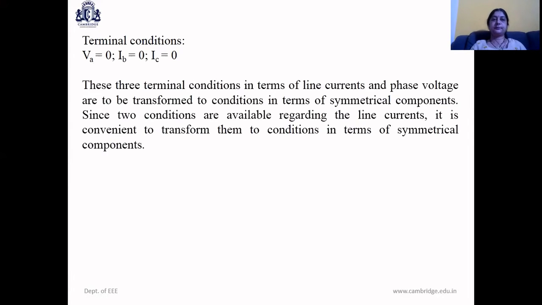Next, these three terminal conditions that are specified in terms of line currents and phase voltage can now be transformed into symmetrical components because they are not balanced now. If they would have been balanced, all the three currents would have been the same, all the three voltages would have been the same and displaced by 120 degrees. But now, because there is a change in the value of the currents and the voltages, the system represents an unbalanced system. Therefore, this condition can now be represented in terms of symmetrical components.